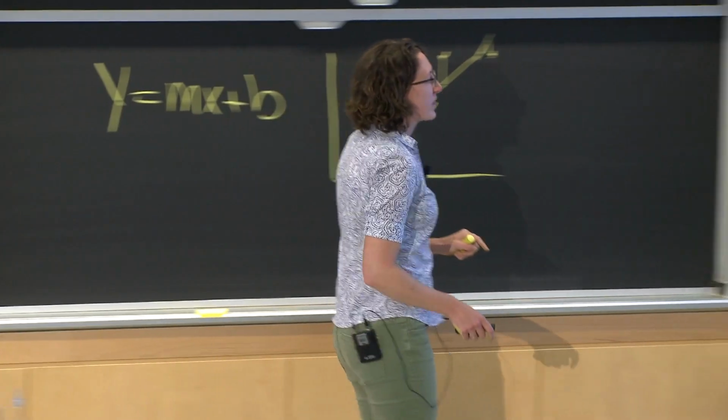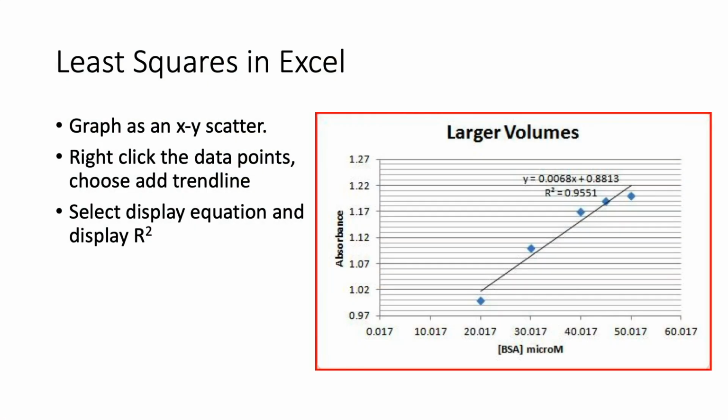The best way to generate this is in Excel. You could calculate all those quantities by hand if you want to, but Excel will do it for you, or your other favorite mathematical software program. You graph your points as an XY scatter plot, then you can right-click the data points and it'll say add trendline, and then you have options to display the equation and the r-squared on the graph. So you'll get your y equals mx plus b equation there and your r-squared value there.